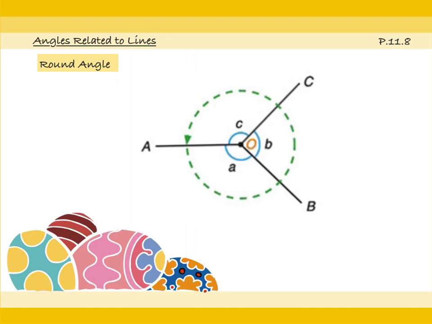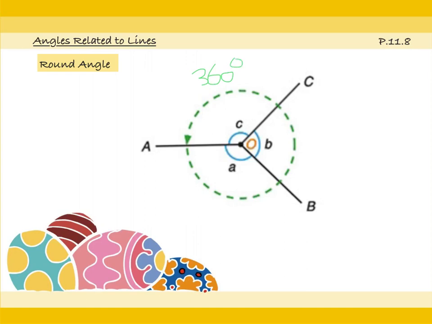Today we talk about something related to round angle. Please turn to page 11.8. Do you still remember what it is? A round angle means it goes for a cycle, and the value of the angle is 360 degrees.